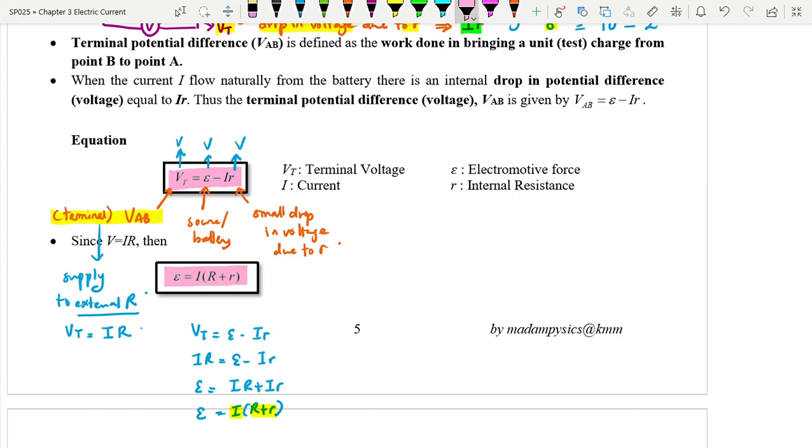Okay, so yang penting ingat formula asal ini. Ingatkan formula asal ini, kemudian kita tahulah yang mana yang V across external R, yang mana EMF of the source of the battery, yang mana yang V due to the internal resistance.